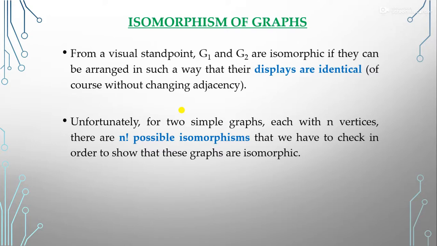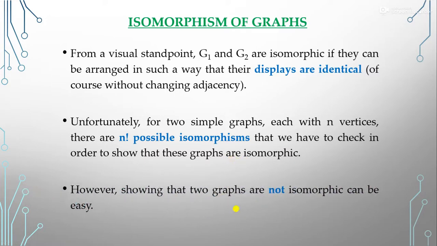And we know that if you have two simple graphs, each with n vertices, there are factorial n possible isomorphisms that we have to check in order to show that these graphs are isomorphic. So it's a very typical task to show that these are isomorphic. But showing that two graphs are not isomorphic is an easy way. So how to do this?